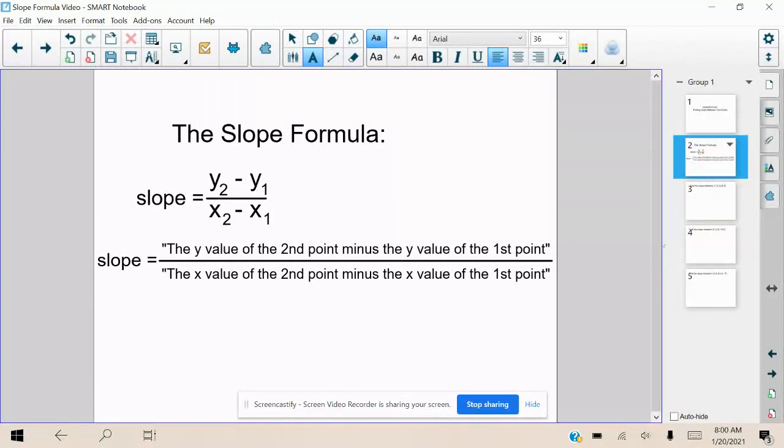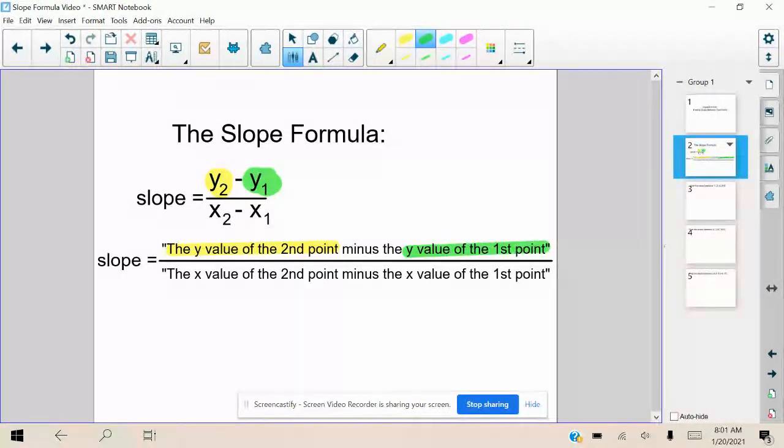The slope is equal to the y value of the second point minus the y value of the first point divided by the x value of the second point minus the x value of the first point. So if I were to connect these for you, the y value of the second point, that's our y sub 2, minus the y value of the first point, that's our y sub 1, x value of the second point, that's our x sub 2, and the x value of the first point, that's our x sub 1. So that's what they mean verbally. That is how we would verbally say it.